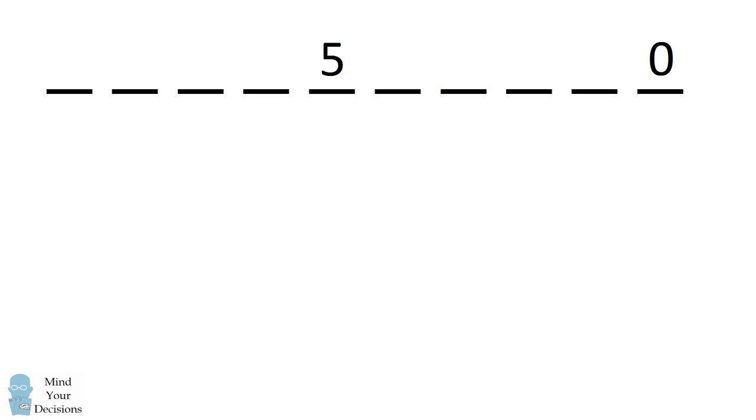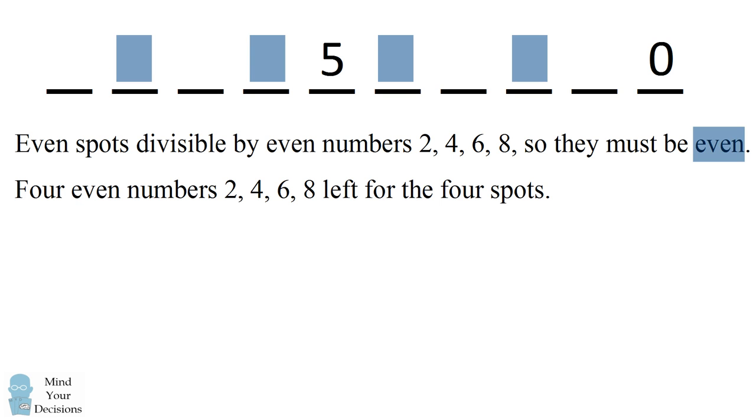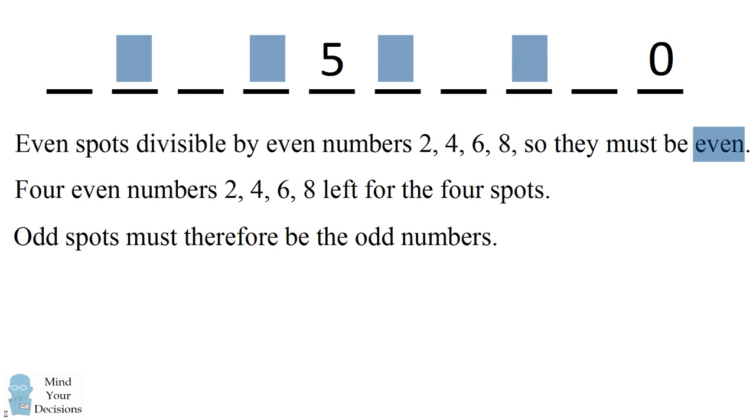We'll now consider that the first 2 digits are divisible by 2, the first 4 digits are divisible by 4, the first 6 digits are divisible by 6, and the first 8 digits are divisible by 8. In other words, the first n digits, where n is even, are divisible by even numbers. So that means there must be even numbers in the even spots. I'll denote this by a blue rectangle. Furthermore, we have exactly 4 even numbers remaining to be placed in 4 spots. That means these 4 spots will use up all the remaining even numbers. Therefore, the remaining spots in the odd positions must be odd digits.